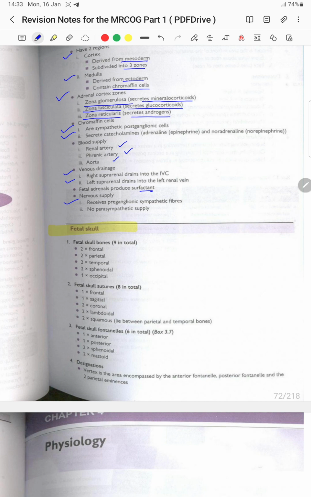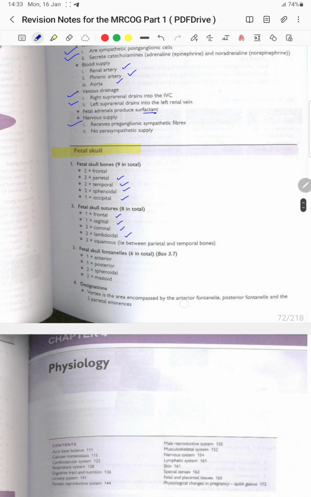The fetal skull bones are 9 in number: 2 frontal, 2 parietal, 2 temporal, 2 sphenoidal, and 1 occipital. The fetal skull sutures are 8 in number: 1 frontal, sagittal, coronal, 2 lambdoidal, and 2 squamous. The fetal skull fontanelles are 6 in number: anterior fontanelle, posterior, 2 sphenoidal, and 2 mastoid.